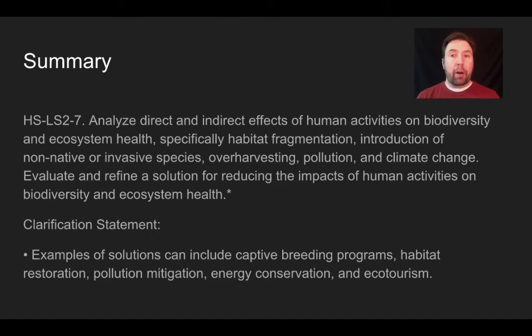Humans are working on some solutions, and so you should be able to look at a potential solution and ask some questions about it, evaluate and refine a solution for reducing the impact of human activities on biodiversity and ecosystem health, and judge if one is better or worse than another. And some of those types of programs you may be asked about would include captive breeding programs, habitat restoration, pollution mitigation, energy conservation, and ecotourism.